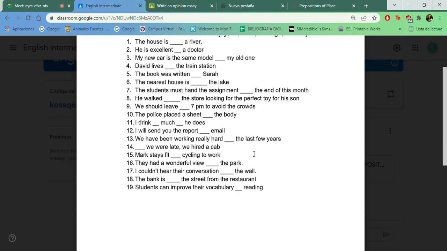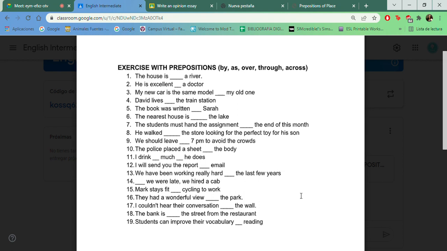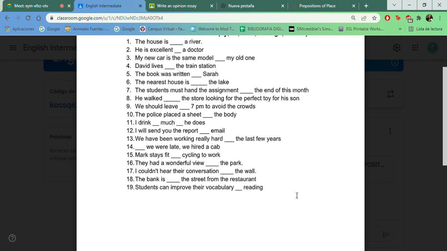I will send you the report by email. Very good. The method we use: by. Over the last few years. Over the last few years. Very good.